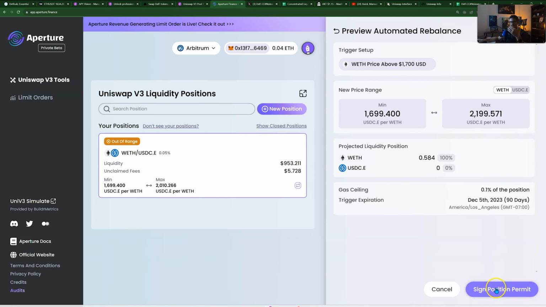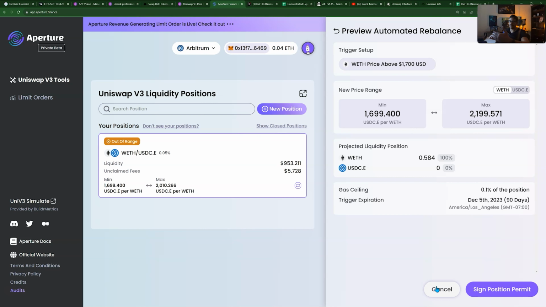And you go to setup, you can set it up here. You sign the position permit here, and then there you go. It'll be set up and ready to go, right? Say I set it up on the upper end of the range, and then you could set up a second one for the lower end of the range, right? Which is great. So you could have a trigger on the high end of the range and a trigger at the low end of the range. Whichever one hits first, that's the one that rebalances the pool based on those parameters in that trigger, and it would set up the new pool.